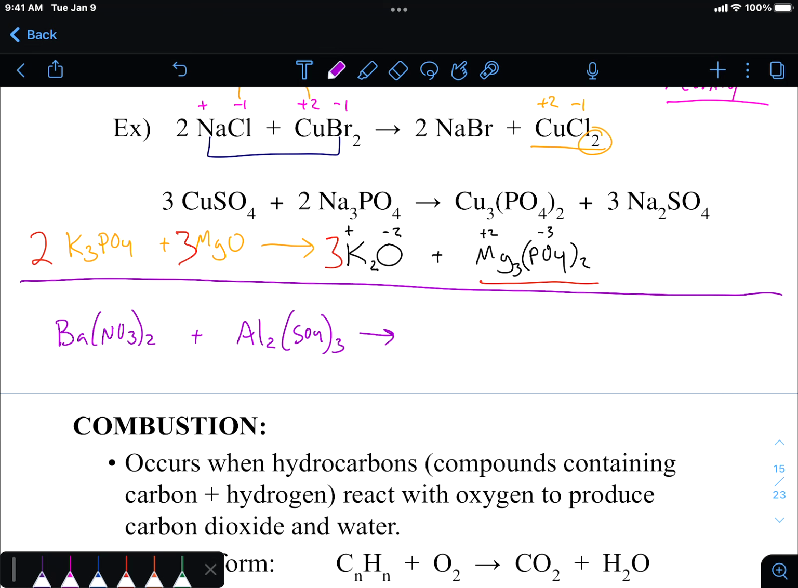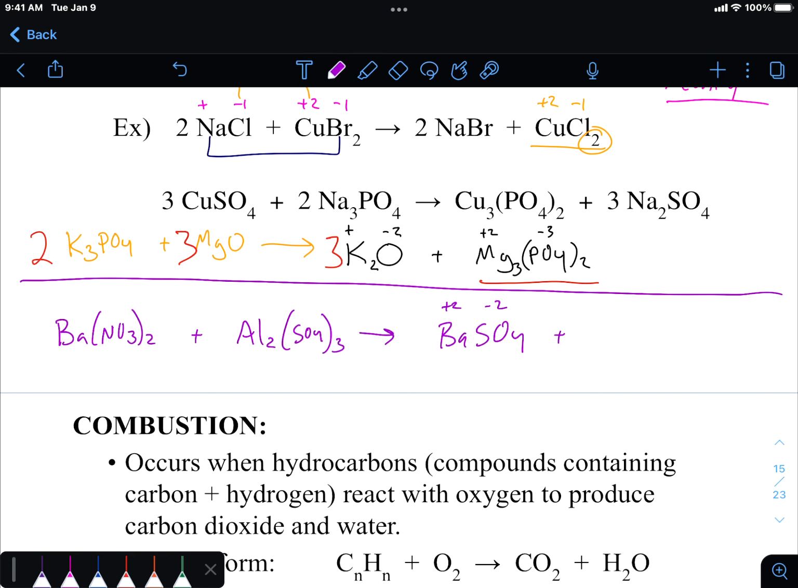So what's one of my products? Trevor, you got one? Barium sulfate. Yes. BaSO4. Barium is a +2 charge. Sulfate is a -2 charge. That fits together nicely. Okay.